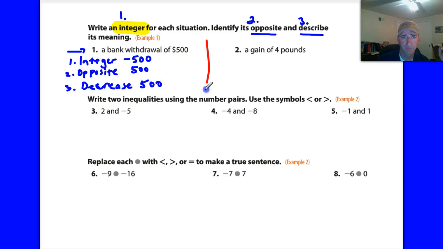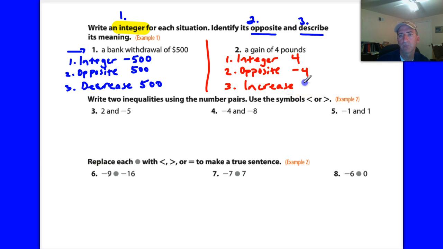Okay, so number 2, if you want to get crazy, hit pause and do it. See if you can do it, or just watch along with the video. It says a gain of 4 pounds. So what's the integer? The integer here is a positive number, 4. It's a positive number. Their weight went up. So what's the opposite here? The opposite of 4 is negative 4. And then number 3 says describe what happened. Well, just say it. Her weight increased 4 pounds. And there you have it.